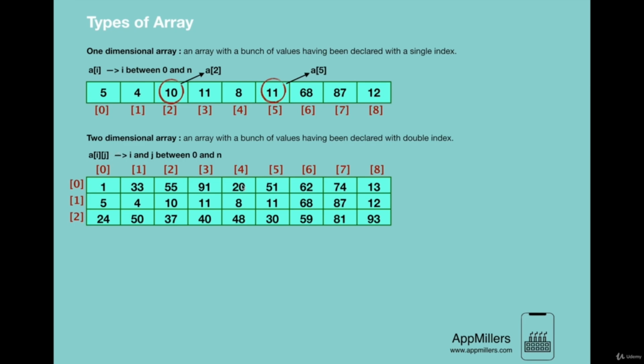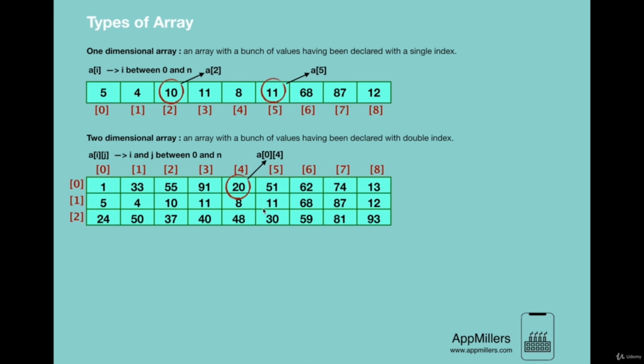For example, if we want to access an element over here, which is 20, we need to first look in which row it is located. We see that the row index here is 0. Then we look at the column. The column index is 4, which means that to access this element, we need to write A[0][4]. Here 0 is the index of the row, and 4 is the index of the column.